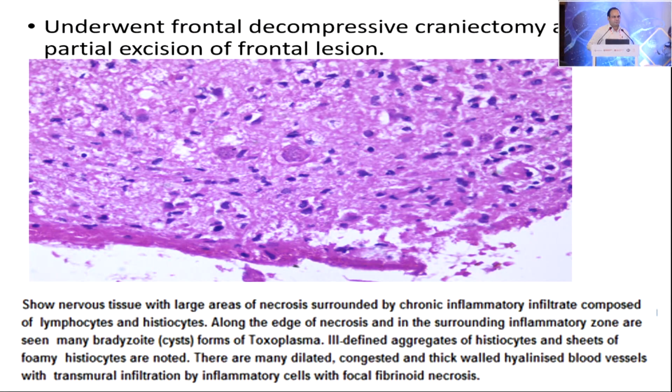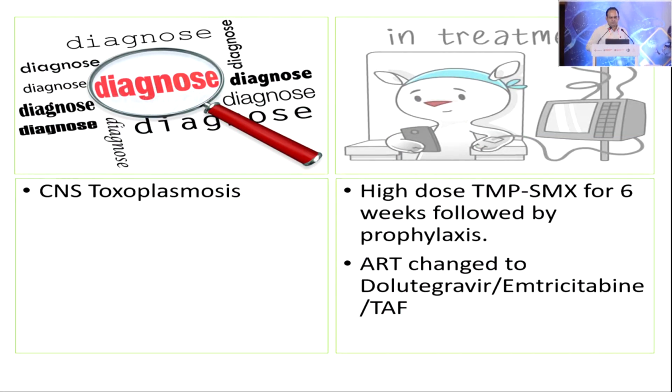Yeah. We also thought along similar lines, and since this patient had seizures and there was a midline shift, she was taken for a frontal decompressive craniectomy, and the biopsy was done. The biopsy showed many bradyzoites, the cyst forms of toxoplasmosis. So a diagnosis of CNS toxoplasmosis was confirmed, and the patient was started on high dose trimethoprim-sulfamethoxazole for 6 weeks, followed by prophylaxis to be continued for another 6 months to 1 year until her CD4 reaches more than 100.